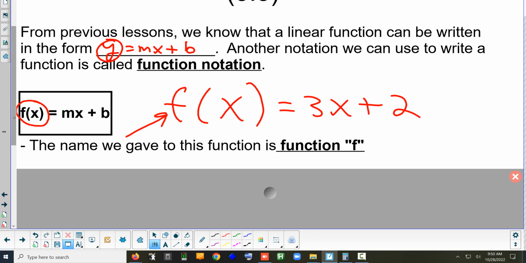Okay. And the name that you use, that's not important. You can use f, g, h, k, l. You can pick any letter that you want to use. F is pretty common. That's the one we use most often as a name.